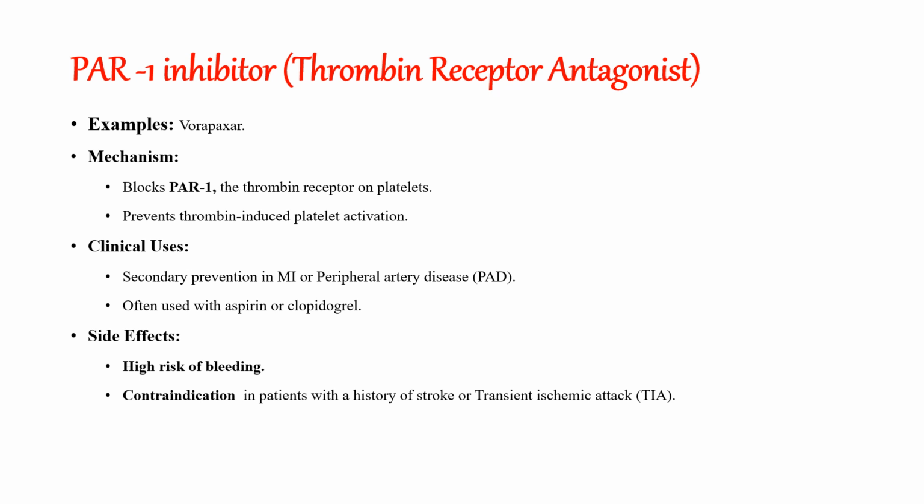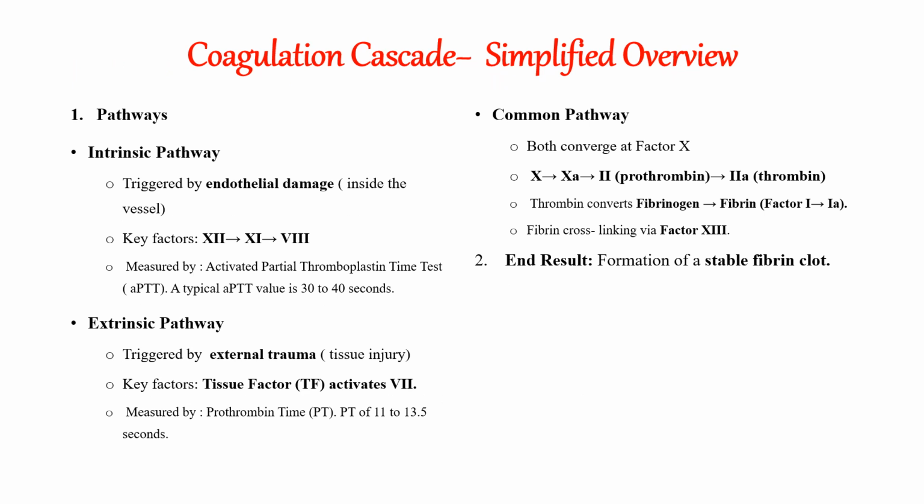Before diving into anticoagulants, it's essential to understand the coagulation cascade. It begins with two pathways, the intrinsic and extrinsic pathways. Both converge into the common pathway, where factor X is activated to factor Xa. Factor Xa then converts prothrombin, factor II, into thrombin, factor IIa, which in turn converts fibrinogen into fibrin, forming a stable clot. Different classes of anticoagulants target specific steps within this cascade.